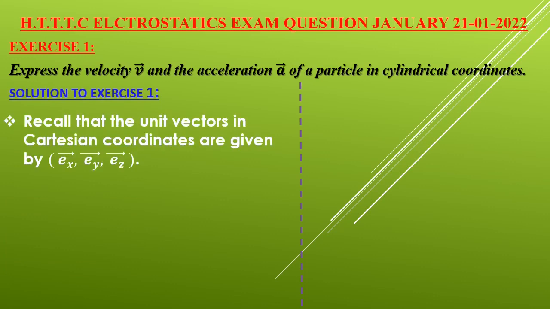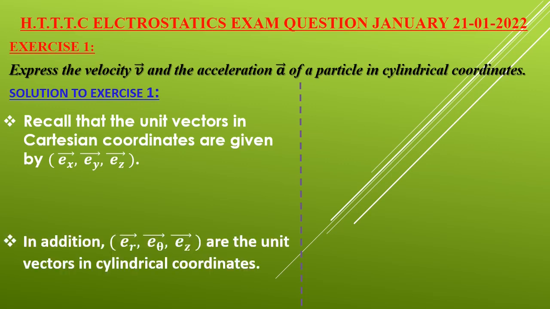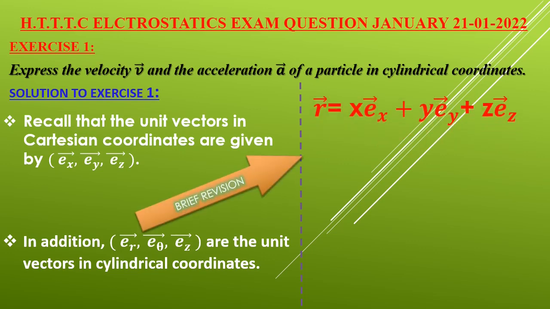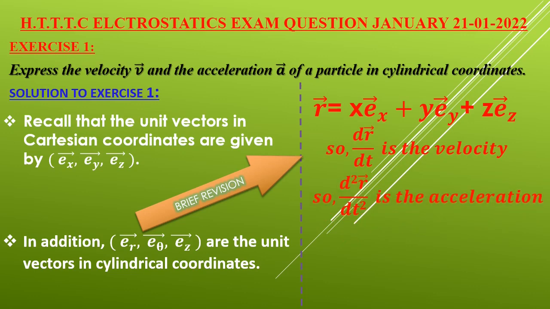The very first thing to recall here is that the unit vectors in Cartesian coordinates are given by ex, ey, and ez, while er, e theta, and ez are the unit vectors in cylindrical coordinates. Remember that the position vector of a particle in the Cartesian coordinate system is given by r vector equals x ex plus y ey plus z ez. Differentiating this position vector with respect to time, you obtain the velocity vector, and the second derivative of the position vector with respect to time gives you the acceleration vector.